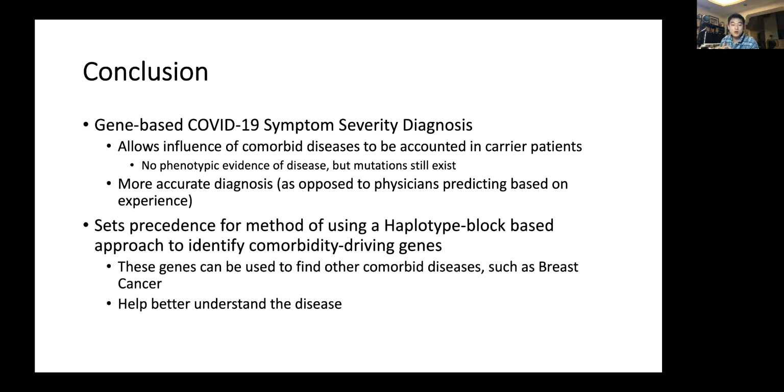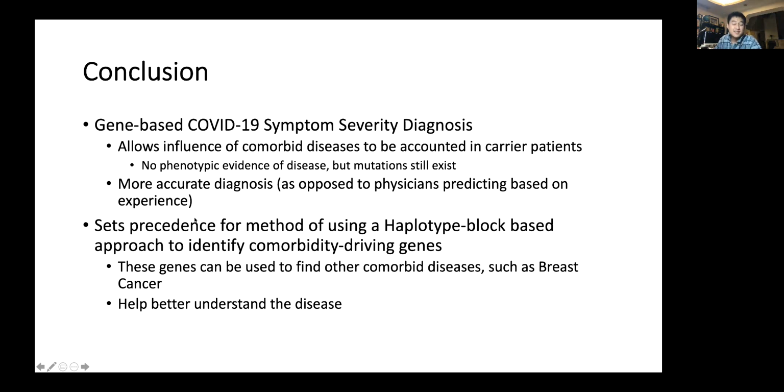express symptoms for lung cancer, but they have the mutations that may lead to lung cancer and lead to the comorbidity patterns. So even if this patient doesn't express lung cancer phenotypically, I'm still able to find this comorbidity pattern and help account for this in the severity diagnosis algorithm, which will increase the accuracy of the diagnosis because it's based off of genetics now, not only phenotypical medical records.